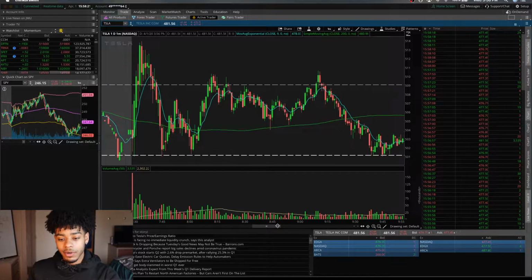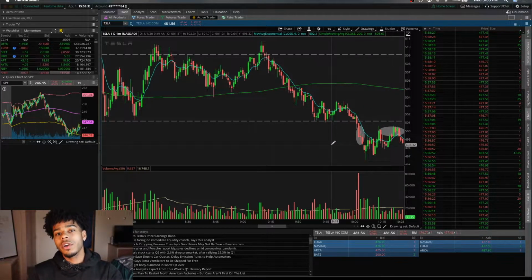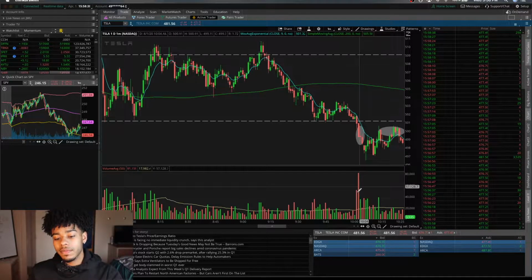Tesla started to trade in a range, and then about an hour and a half after market opened, it finally broke the support and chose a direction. So how do you know if this is a strong move downwards? You're going to want to take a look at your volume. Look how heavy this volume is in comparison to the rest of the volume bars around it.